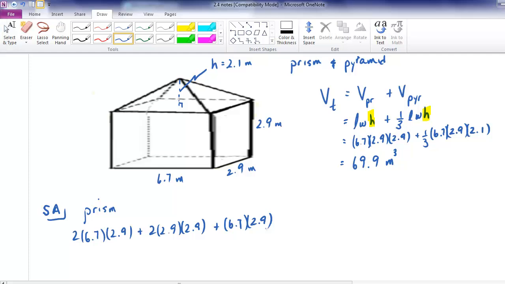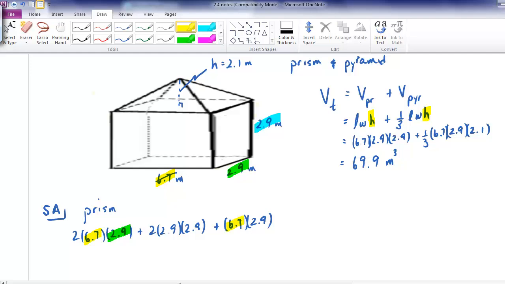And again, if we color coded these, I'm going to call this one 6.7, I'm going to call this one 2.9, and I'm going to call this 2.9 blue. Well, in doing our bottom, it's that one. Of course, our 6.7 is always that.